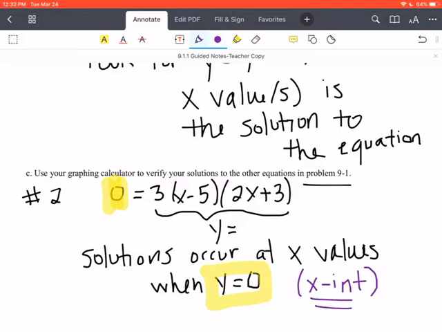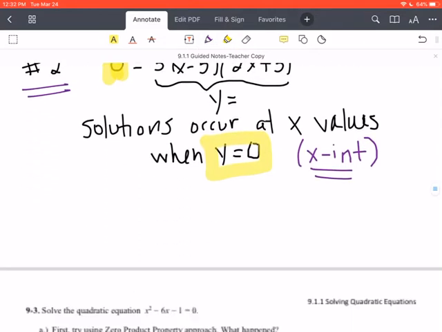So in this problem on number 2, you would not look at when y equals 9. You would look at that x-intercept to find the solution. And the same thing is going to be true for question number 3 that we just did above, because question number 3 is also set equal to 0. Okay, so now we're going to move on.